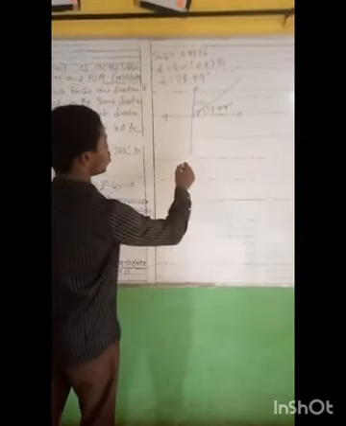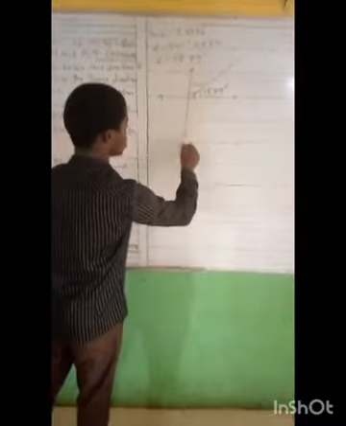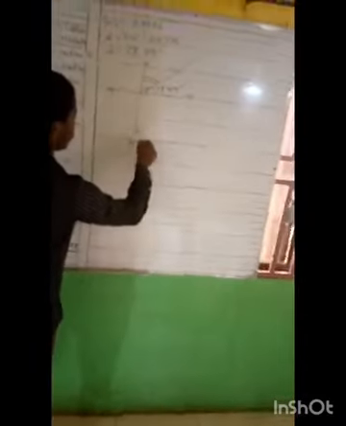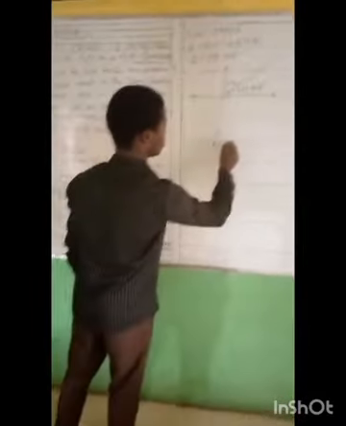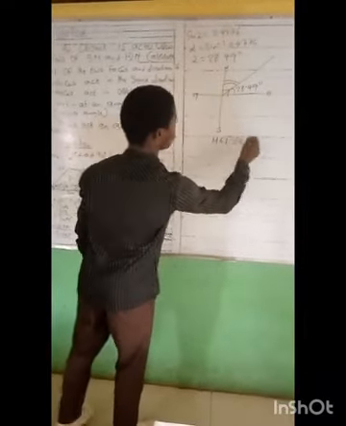61.5. So I'm going to have 61.5 degrees northeast.